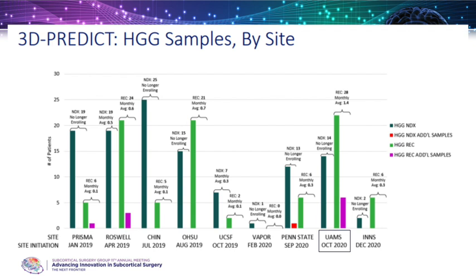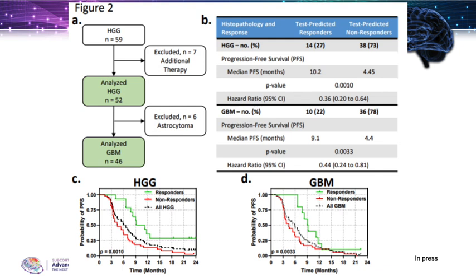3D Predict enrollment has ended. It ended in 2022. We were one of the later people to join this group. However, we had one of the highest levels of enrollment, especially with our recurrent GBM group. So this is actually data from that consortium. This is just looking at upfront high-grade gliomas. HGG is defined as IDH mutant grade 4 astrocytomas, and the GBMs are the IDH wild type. This is looking at the upfront data.